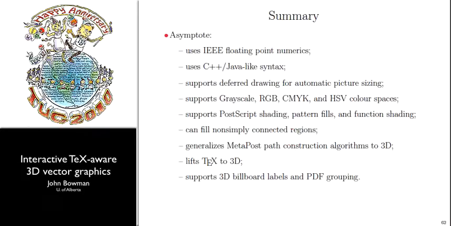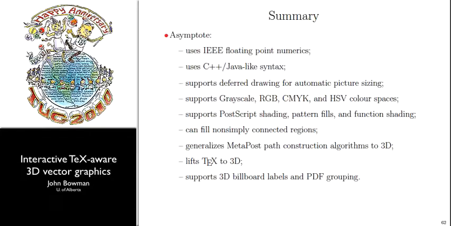Okay. So in summary, Asymptote uses IEEE floating point numerics, a C++-like syntax. It supports deferred drawing for automatic picture sizing. It supports a number of popular color spaces, PostScript shading, pattern fills, function shading. That's only available in PDF. It's a PDF feature. It can fill non-simply connected regions, and very importantly, it generalizes the metapost path construction algorithms to 3D curves and also surfaces. And it lifts TeX to 3D. And as I showed you, it supports 3D billboard labels.